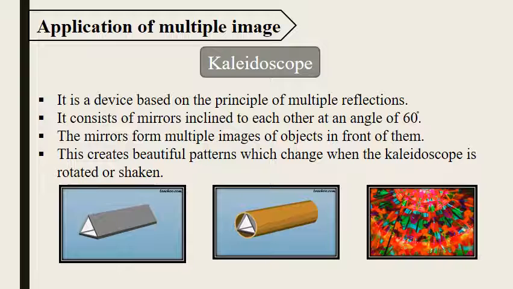What is a kaleidoscope? It is a device based on the principle of multiple reflections. ऐसा डिवाइस जो मल्टीपल रिफ्लेक्शन के प्रिंसिपल पे बेस्ड है, उसी के बेस पे बनता है.